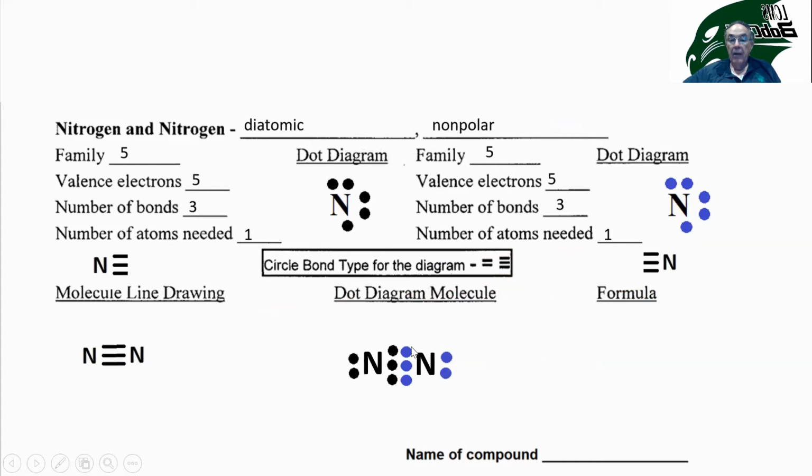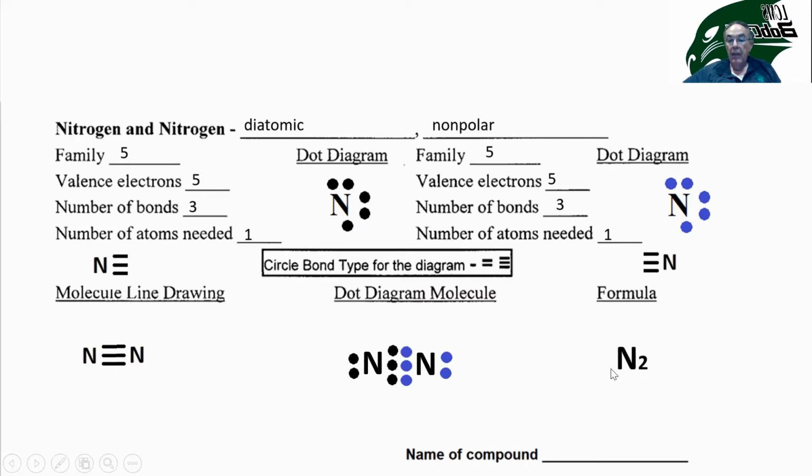Okay. We can check. Each nitrogen now has 5 valence electrons. I put these in blue, and these in blue, and these in black. If you look, there's 6 being shared plus 2 is 8. 6 being shared plus 2 is 8.